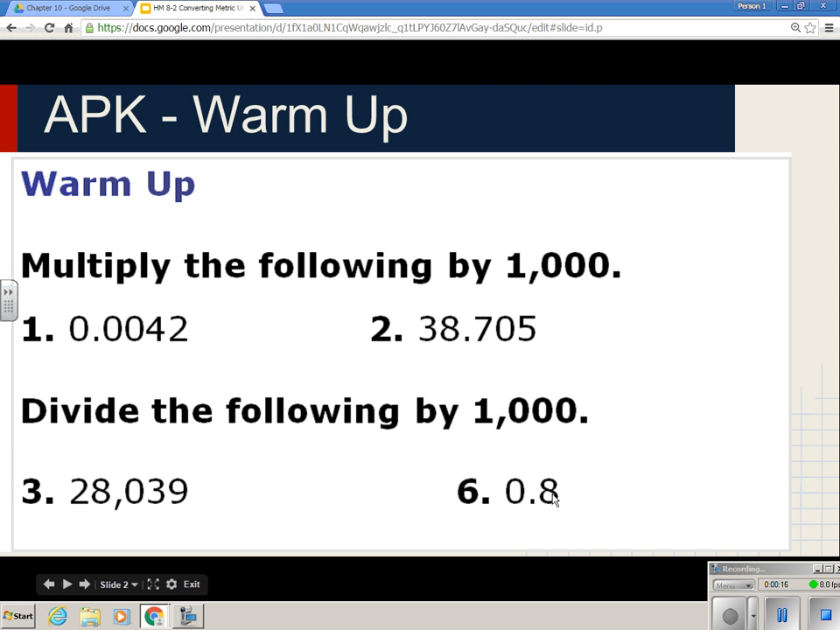All right, here is your warm-up today. This is obviously how you're going to be doing the work today, by multiplying up or dividing up or multiplying down. I want you to solve these by multiplying by 1,000 and then dividing by 1,000 for 3 and 4. Come back when you're done.